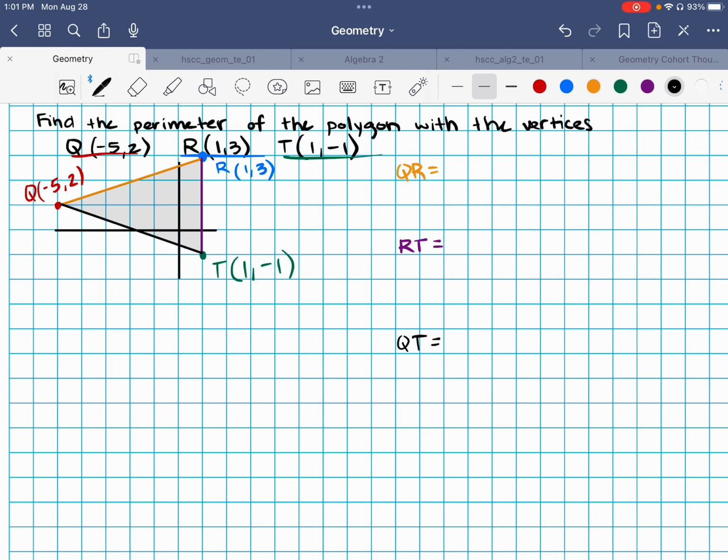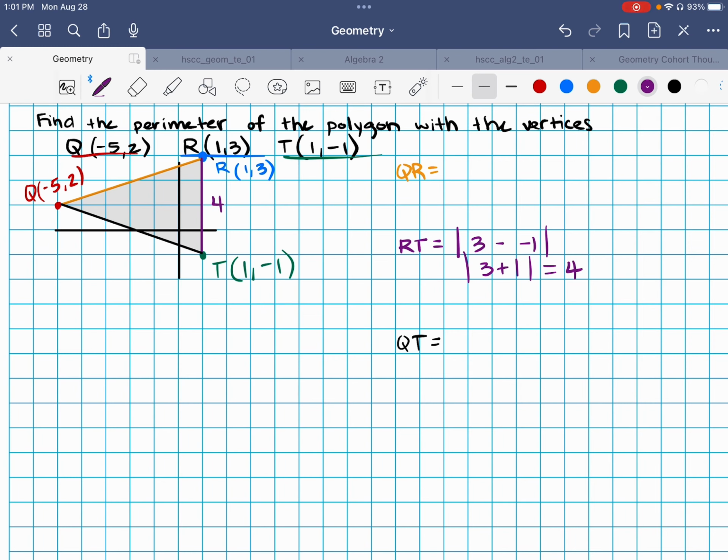The easiest one is probably going to be RT because it's horizontal. So I'm going to start with that one first. The values for RT, we're going to be using the 3 and the negative 1. So we're going to say that RT is the absolute value of 3 minus negative 1. This is going to give us 3 plus 1. So we know that it is 4. So RT has a length of 4, so if you want, you can write it there.